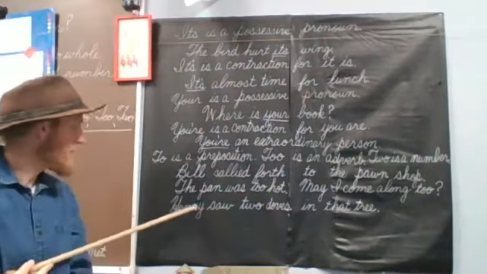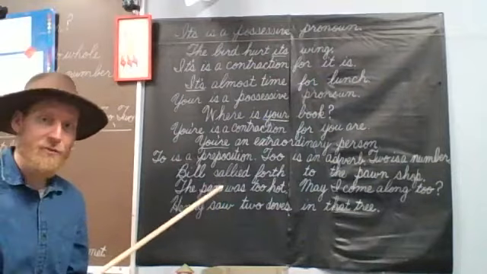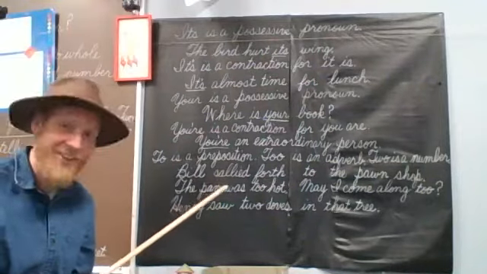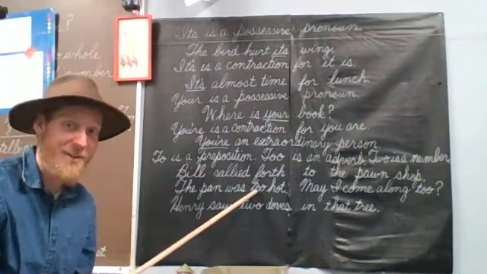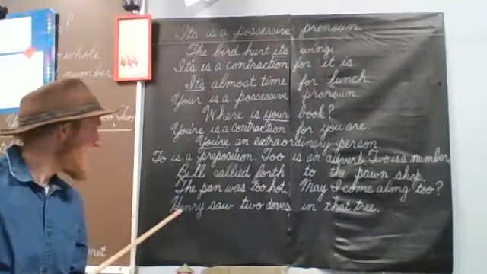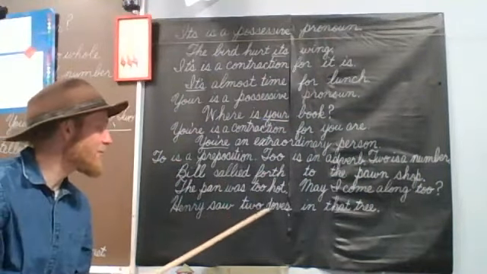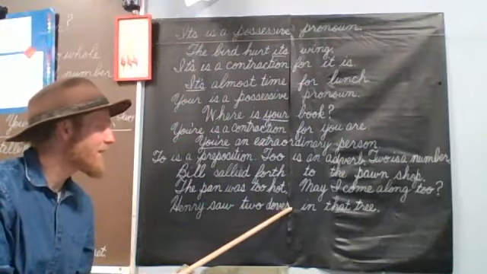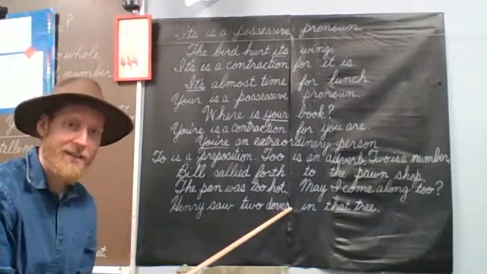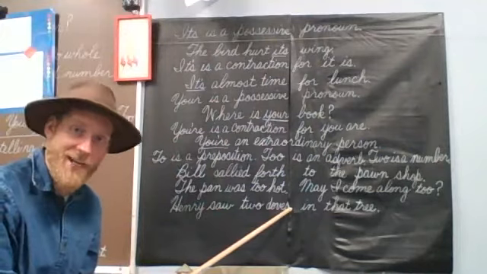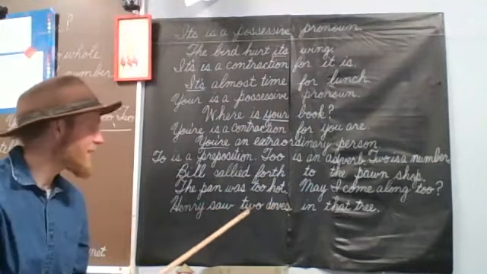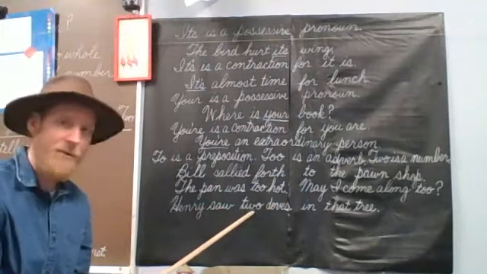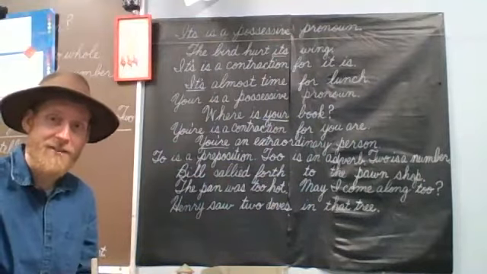And then the last one is the number two, which you shouldn't find too hard. T-O-O is how I just used it. Henry saw two doves in that tree. Henry saw how many? Two. T-W-O. All right, and there you have it.